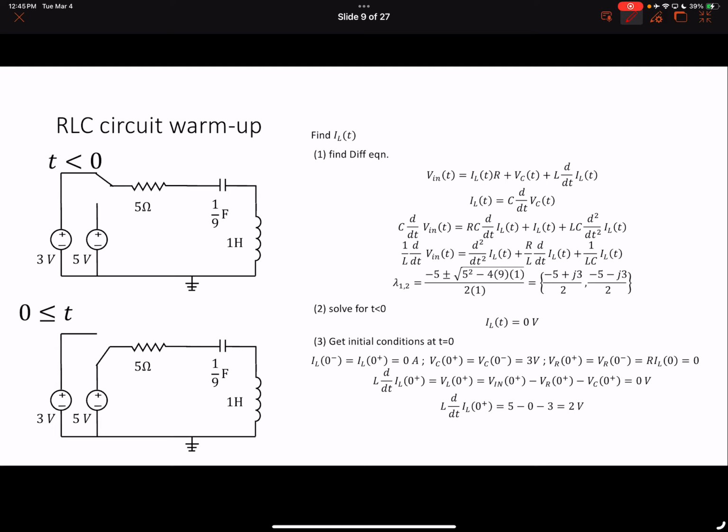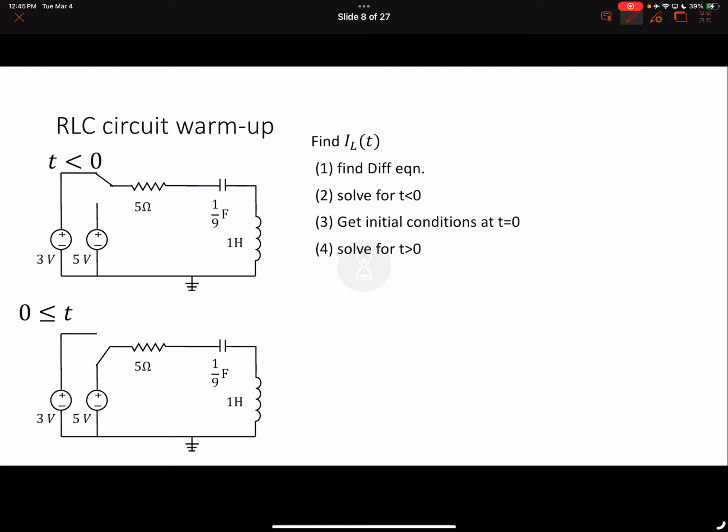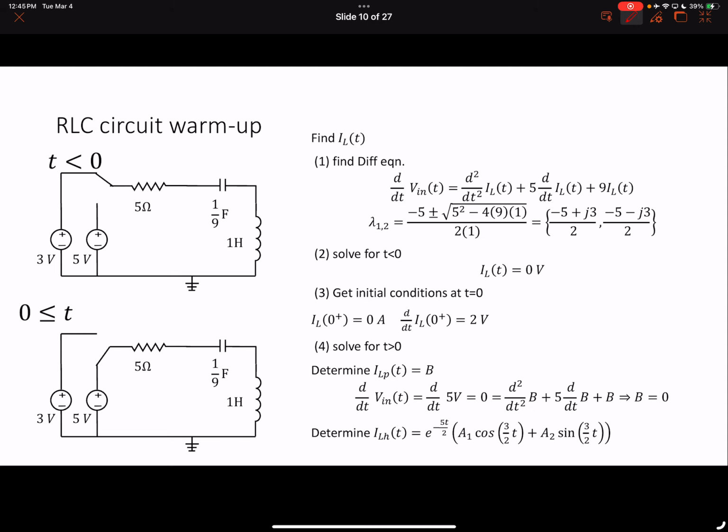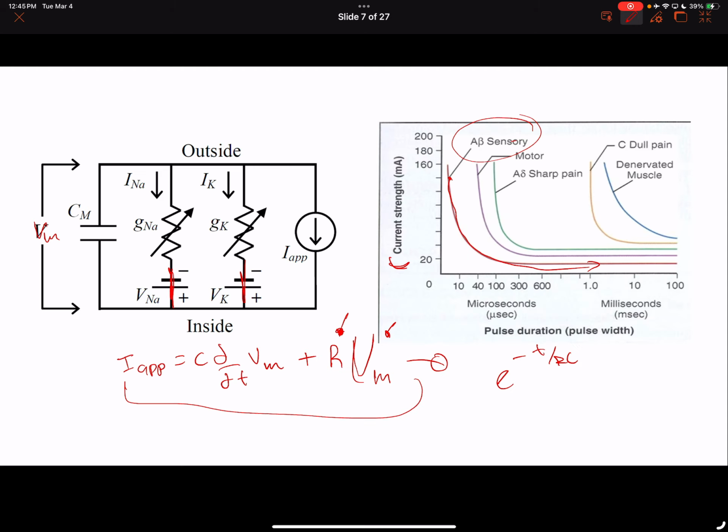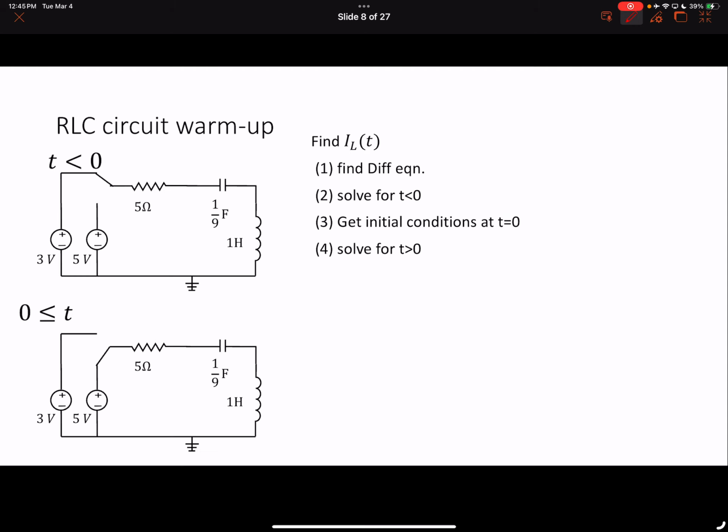In the interest of time, I am going to skip this because it's not relevant to the quiz. Here, I'm gonna derive the initial conditions for this one, but I'm not gonna solve it.